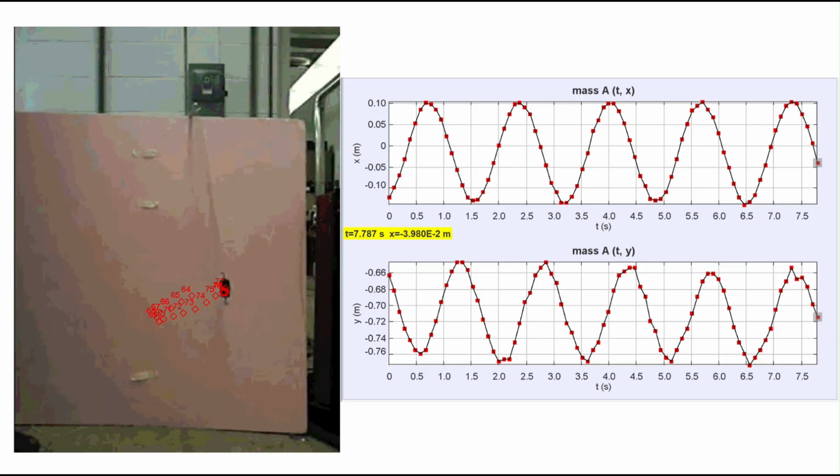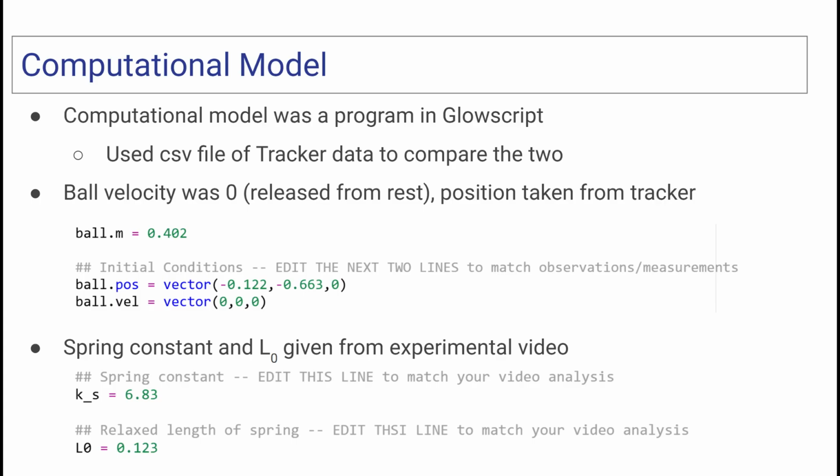You can see the x and y positions of the object, and then you also see the oscillation of the object in kind of an elliptical motion. These x and y trajectories will be compared to a computational model version, which comes up next here. The computational model was a program in GlowScript. I used a CSV file of the Tracker data to compare the two, right?